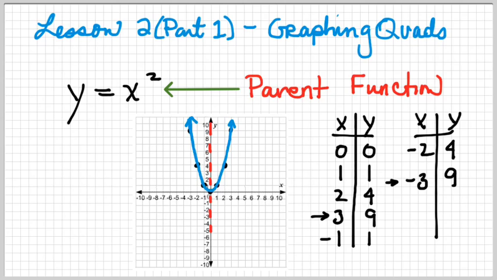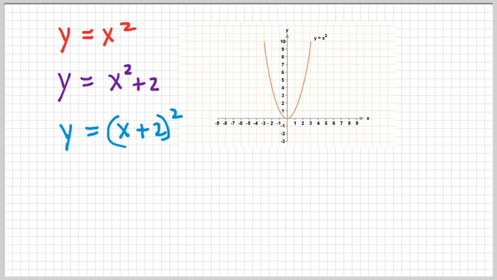Notice x, the domain, is all real numbers. That means I could have plugged in 10 for x if I wanted to, and I'd get 100 out. So this thing keeps getting wider and wider as you plug in bigger and bigger x's, and continues to go upward. Okay, so there's our basic parabola, y equals x squared. And one of the things we often like to do is compare other parabolas to it.